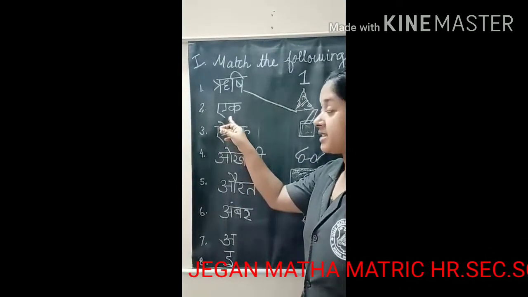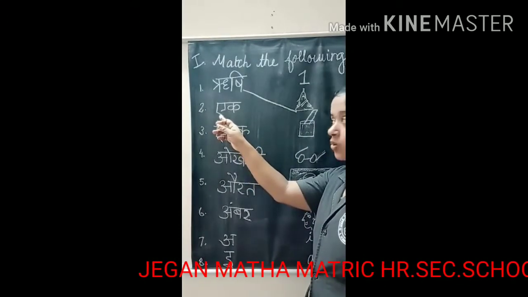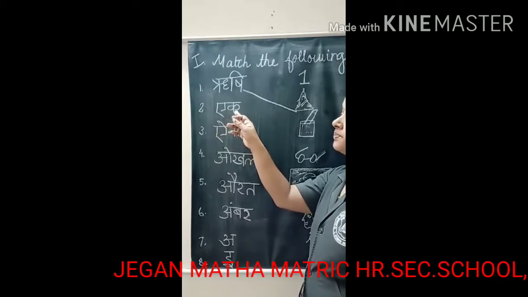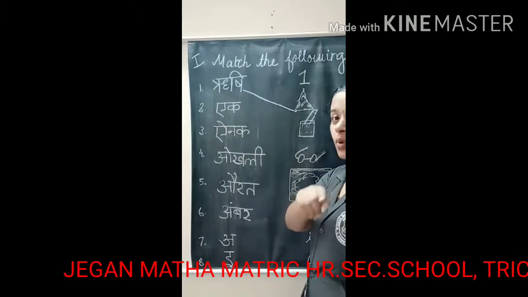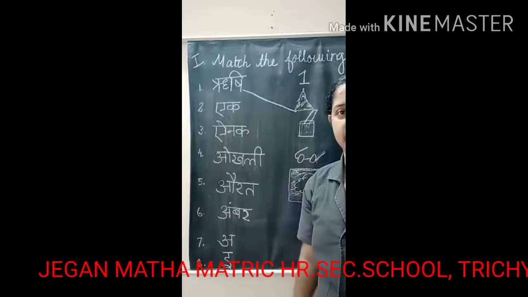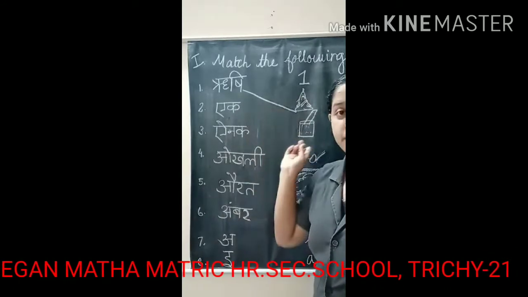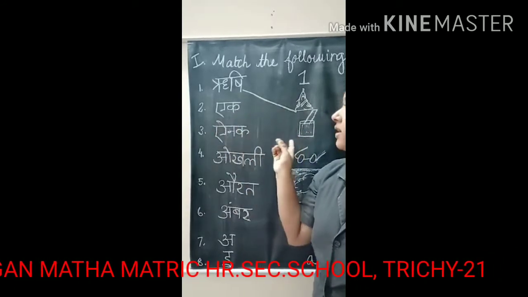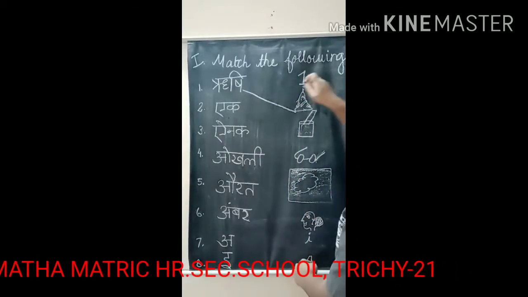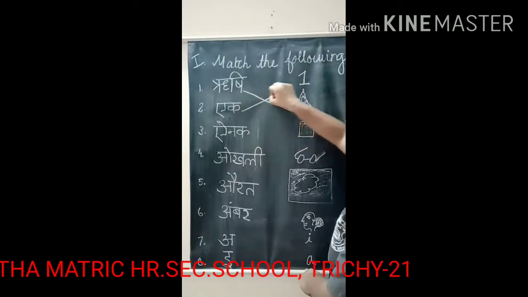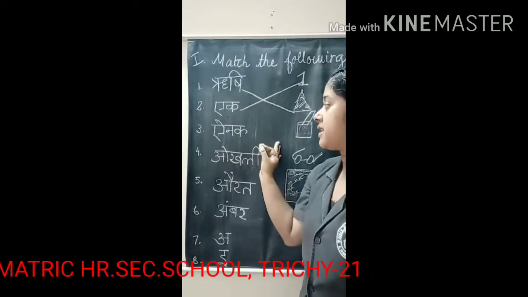Next one, the second word is ek. Let us start with the Hindi swar A as well as the consonant ka. So ek, and we know ek means number one in English. Okay, so we have to find the correct picture of ek, that is number one. So for ek, see here the first picture itself is number one, so I will match ek and the picture of ek.